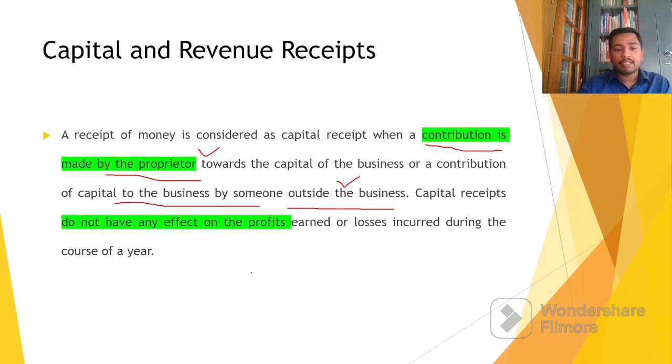The capital receipt does not have any effect on the profit because it won't be entering into your profit and loss account. So it will not have any impact. It will not at all affect the profit or the loss values. Such type of long term receipts which have a long term impact are known as the capital receipts.